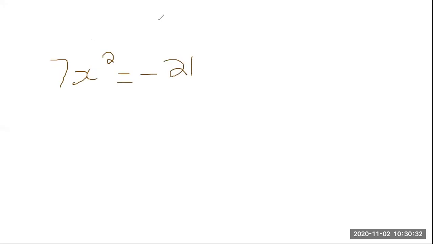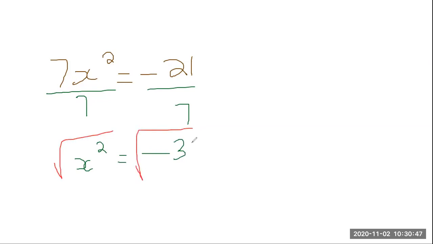So my first step for this one would be divide both sides by 7. So x squared is equal to what? -3, that's correct. And then I'd have to go through and do the square root on both sides. So x is equal to the square root of -3. What I'm saying is -3 is a negative number. We can't find the square root of a negative number. It's considered to be imaginary.